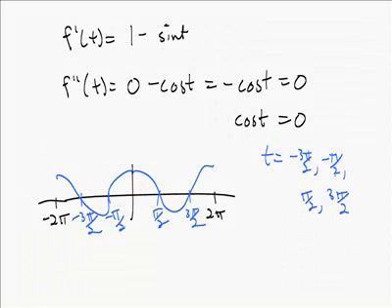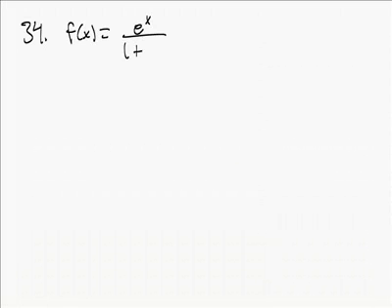Alright, and then I think maybe the last one we'll look at is number 34. We'll see if we can get that one set up. It's a little bit more difficult. 34, we have the function f of x, and it's equal to e to the x divided by 1 plus e to the x. We'll look at a couple things.